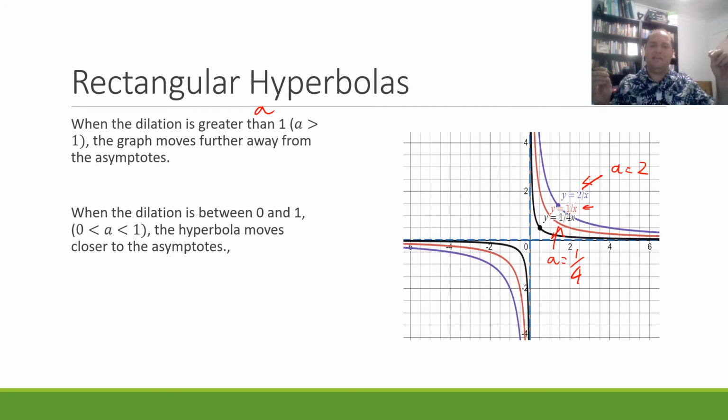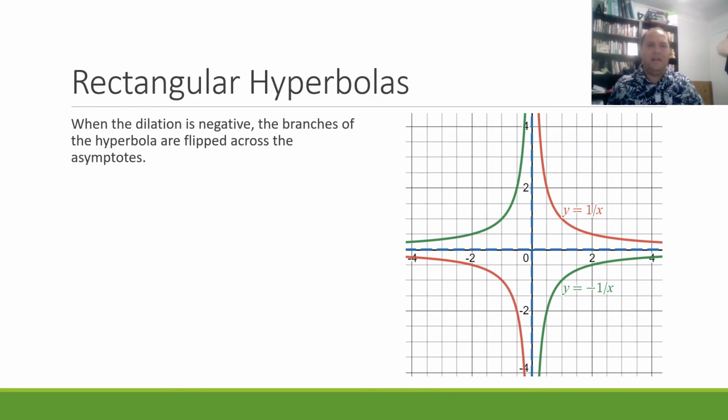And if our dilation is less than 1, we're compressing it towards our asymptotes and, funnily enough, this point in the middle of our asymptotes. So if A is large and positive, we're stretching it, and if A is smaller than 1, we're compressing it in between our asymptotes. Now, when dilation is negative, the hyperbola is flipped across the asymptotes.